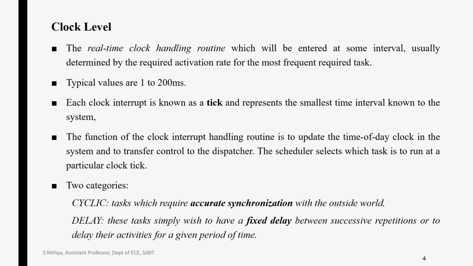I'll tell you later. There are two categories of the clock level: one is the cyclic level and the other is the delay level. What is the cyclic level first of all? Cyclic is nothing but the tasks which require accurate synchronization with the outside world. And delay is nothing but tasks that simply wish to have a fixed delay between successive repetitions, or to delay their activities for a given period of time. So this is the delay time. I'll show you what the tick, the clock and the delay time are.